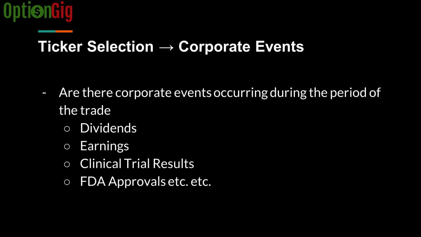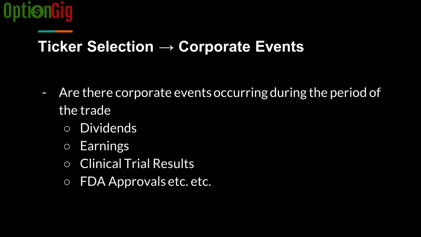The next factor that should impact which ticker to select is to look for whether there are any corporate events occurring between now and the expiration of your option contract. Some of the corporate events are: is there any dividend coming up? Is there an earnings announcement coming up, which comes up after every quarter? Or if it is a biotech, are there any clinical trial results that are happening? Are there any FDA decisions that are coming up?